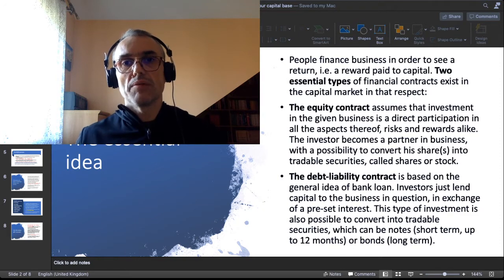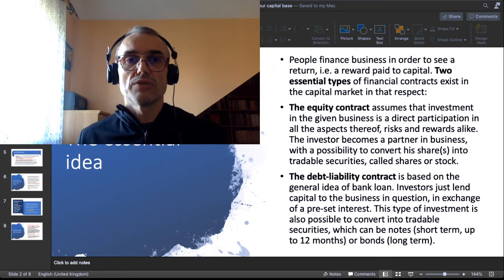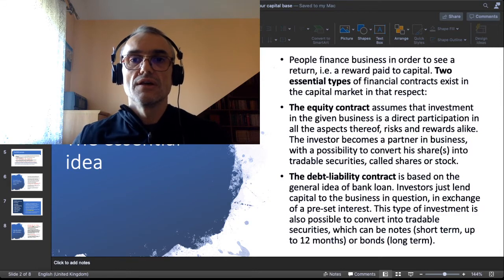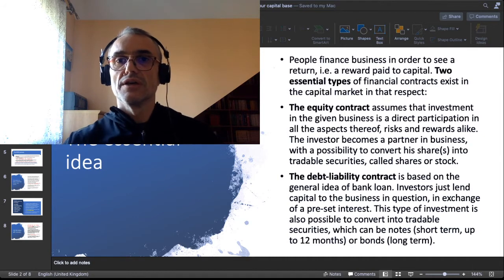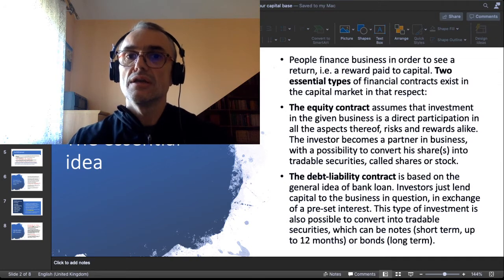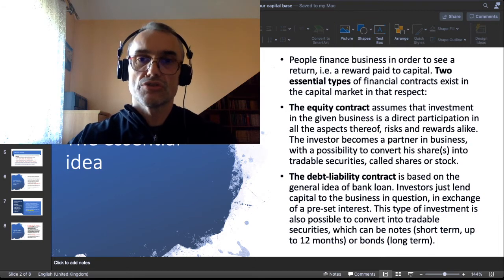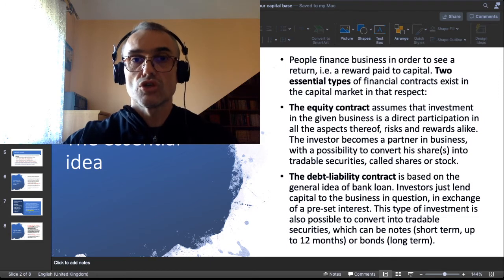Put in slightly different wording, it means that people can either directly invest in the business and take like a participation and become business partners, or they can just lend money to the business in exchange of a preset interest on that money that they lend. So the equity contract assumes that investment in the given business is a direct participation in all the aspects of that business, risks and rewards alike. The investor becomes a partner in business with the possibility to convert his share or shares into tradable securities, and those securities are called shares or stock.